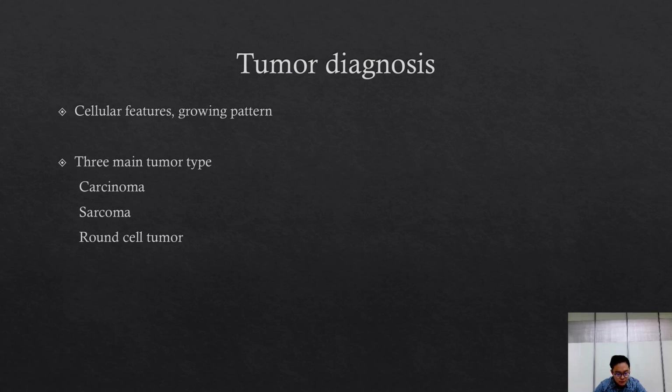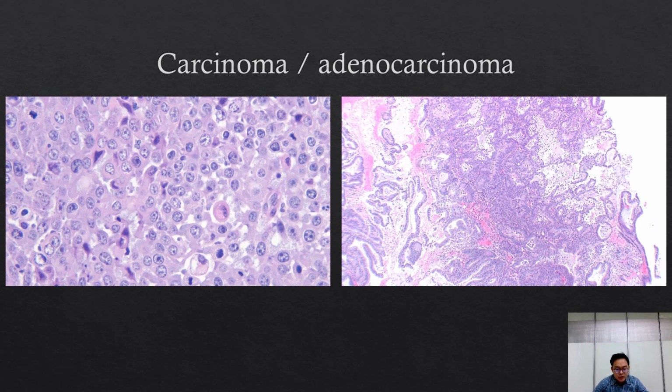So the following are things I often observe under the microscope. The first one is carcinoma and adenocarcinoma. The left one is carcinoma and the right one is adenocarcinoma. Epithelial tumors that are malignant are carcinoma and adenocarcinoma. Adeno means that it comes from glandular structures that you will see in glandular tissue, versus non-glandular epithelial tissue.